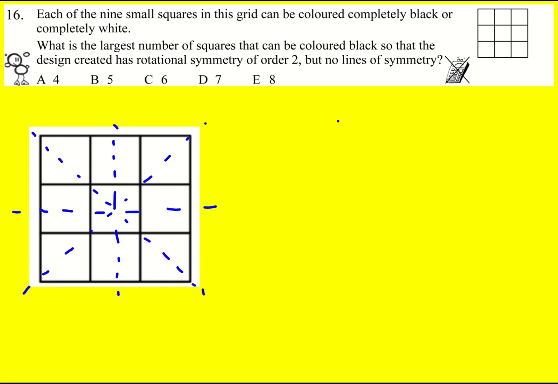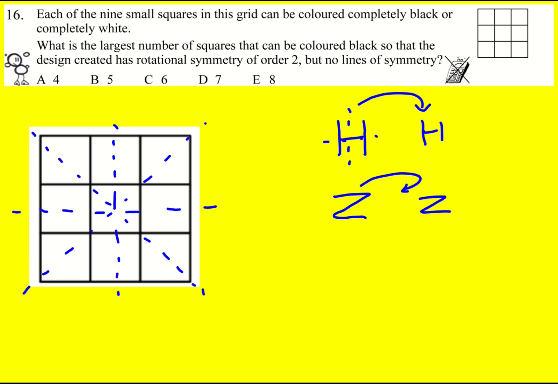2. Now H is an interesting letter because it has 2 lines of symmetry and rotational symmetry of order 2, because if you rotate it 180 degrees, it looks the same. So we're trying to avoid something like an H. But Z actually has no lines of symmetry, and as you rotate it by 180 degrees again, it will still look like a Z. So if you know that, that's a bit of a help for this question.